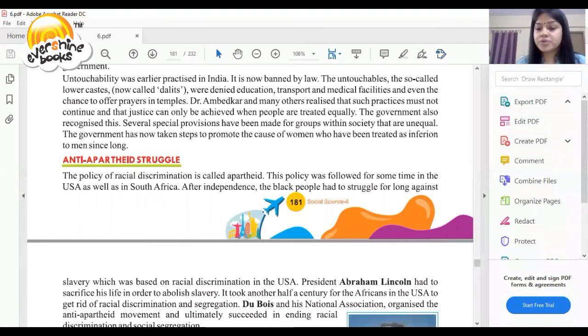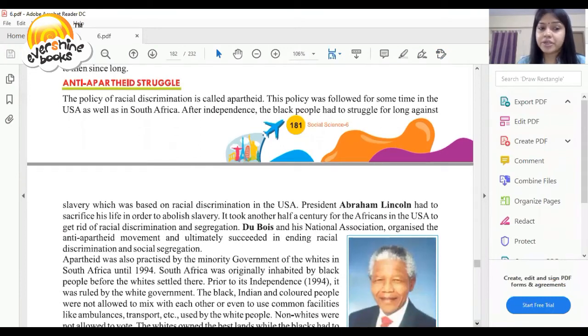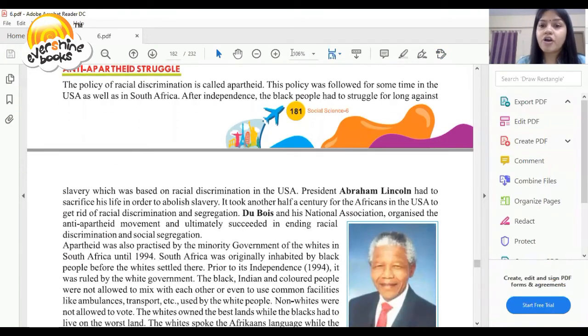So, dear student, let's discuss the anti-apartheid struggle. The policy of racial discrimination is called apartheid. नस्ली भेदभाव की नीति को रंगभेद कहा जाता है. So, this policy was followed for some time in the USA as well as in South Africa.